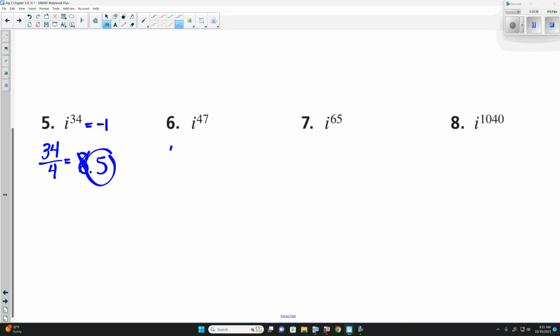i to the 47th. We're going to take 47 and divide it by 4. The 0.75 tells us this will become negative i. i to the 65th. We take 65 divided by 4.